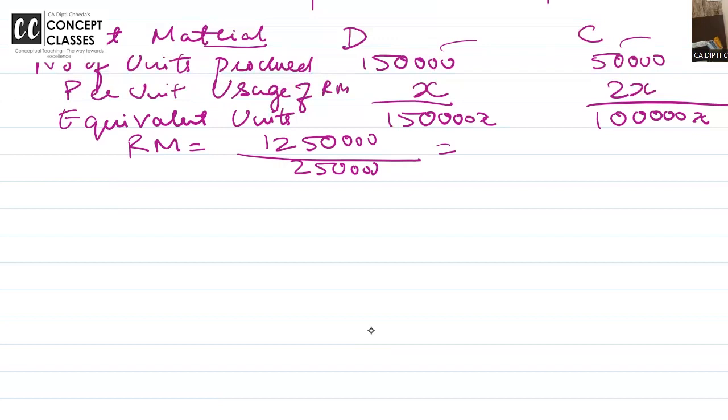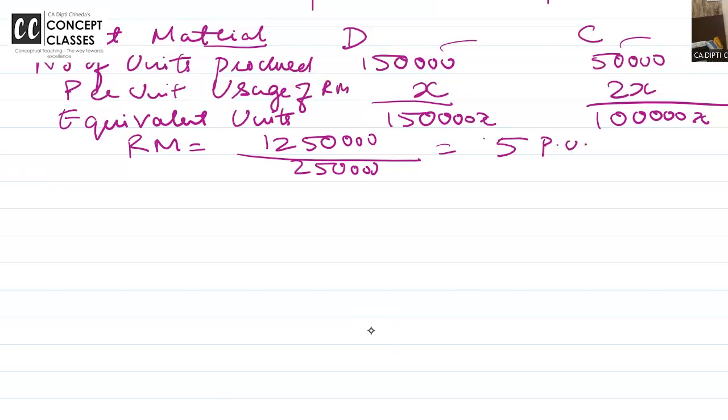To understand the concept. So equivalent units are, agar yahan pe 1,50,000 kg raw material ya units use ho raha hai, to yahan pe kitna use ho raha hai? Double. Instead of that, 2,50,000. So this is divided by 2,50,000. So what is the cost per unit? 5 per unit is the direct material cost.